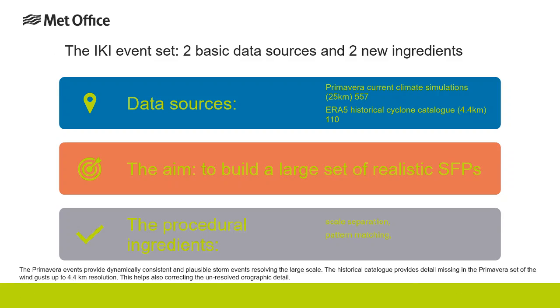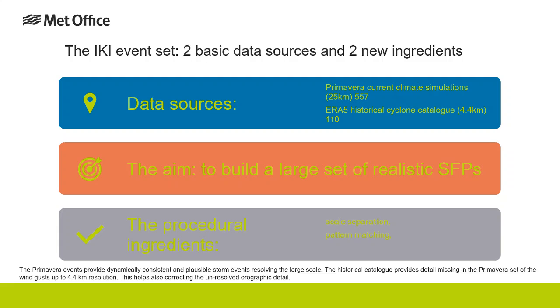So for the IKI event set, we have two basic data sources and two new ingredients. The data sources are the Primavera current climate simulations at 25 kilometer resolution, where we have 557 unseen tropical cyclones, and the ERA5 historical cyclone catalogue at 4.4 kilometer resolution. From that exercise, we have 110 individual events.